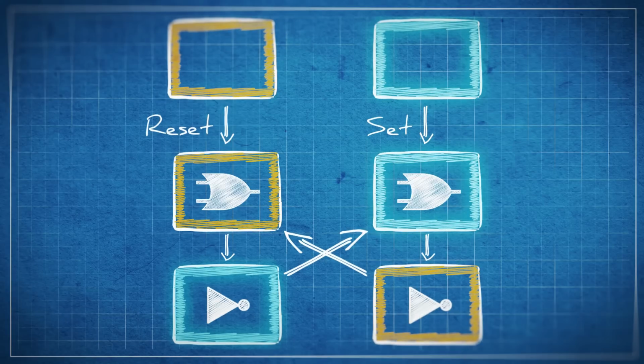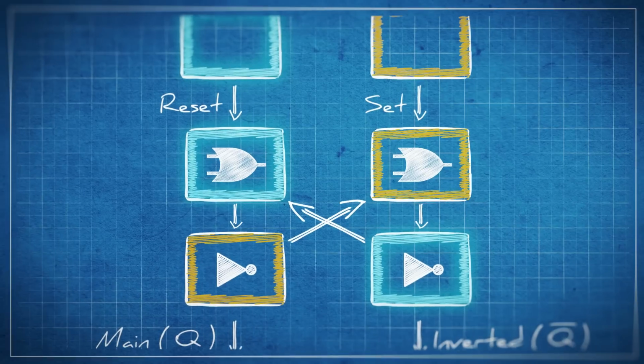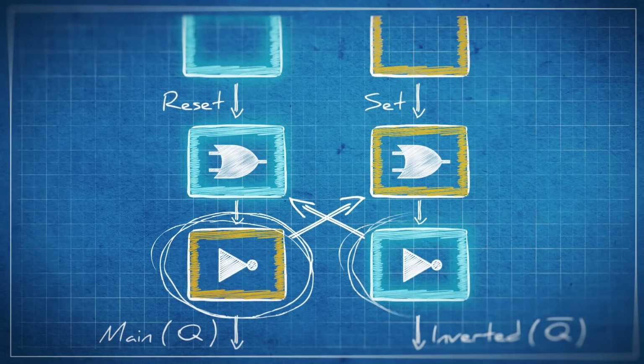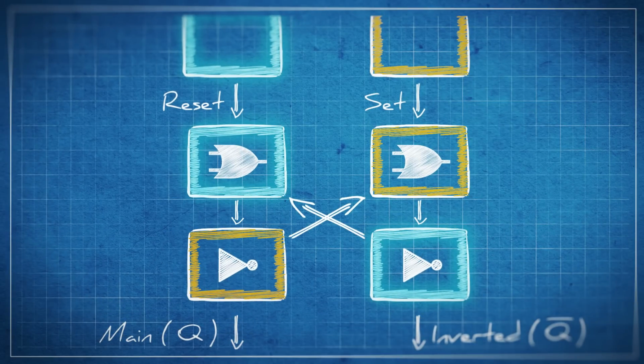Now going back to our inputs, no matter how many times we now toggle the set input, our memory circuit will remain high. It's only when we set a high signal into the reset input that our memory circuit now becomes low. See how the outputs have now changed? Our main output is off, but our inverted output is now on.